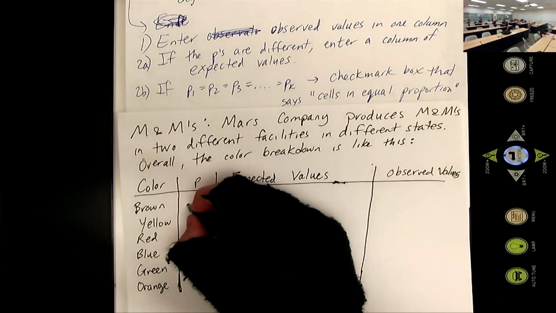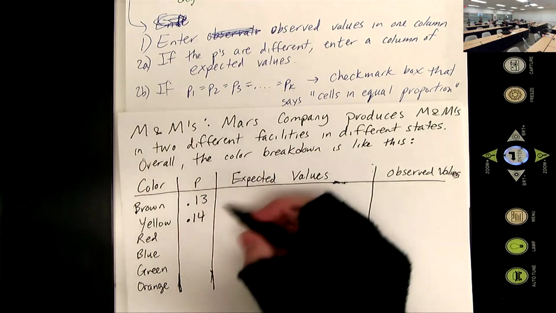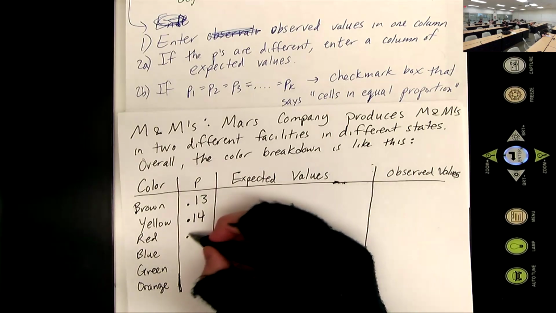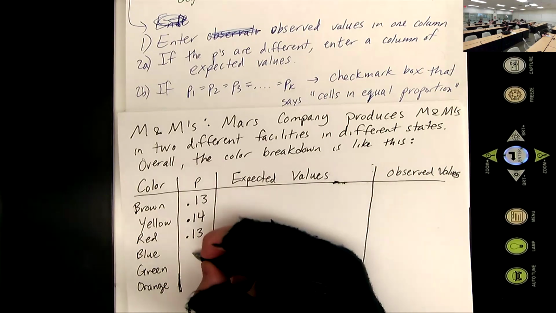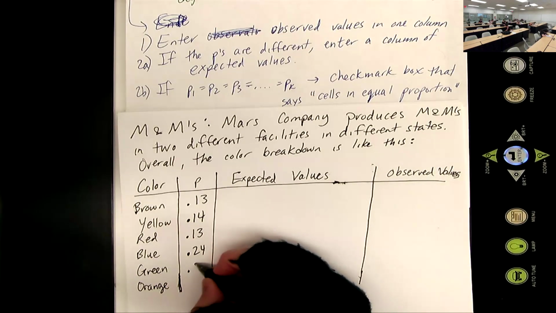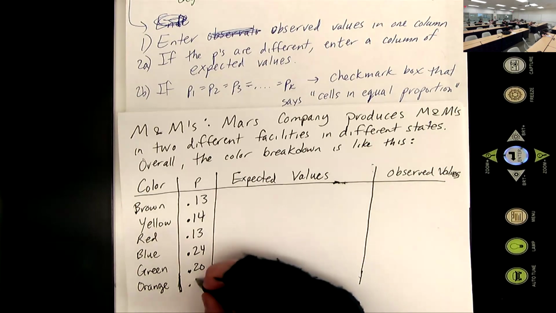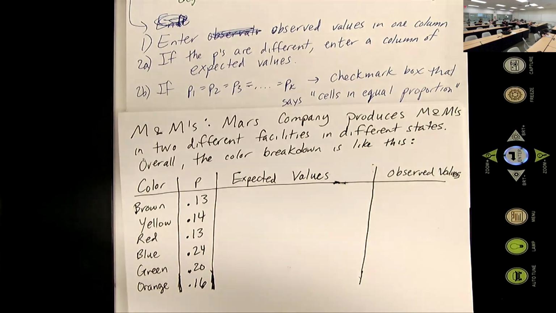The expected proportions are: brown is 13%, yellow is 14%, red is 13%, blue is 24%. Bam, blue gets a lot of love. Green is 20%, and orange is 16%. Which is surprising because their two main spokes candies are red and green. But red and green aren't the largest number of M&Ms received. Green's pretty high, but blue is largest.